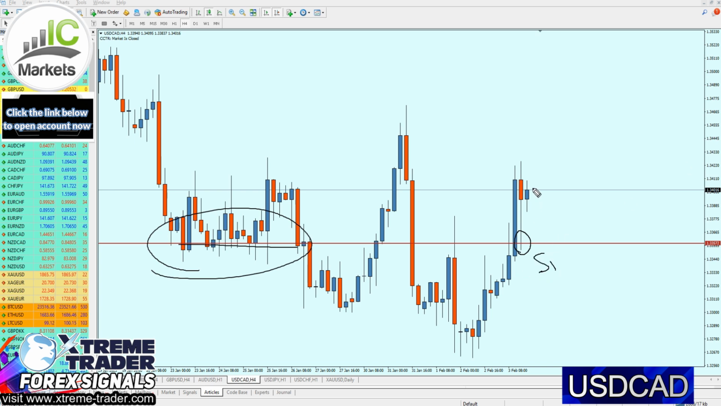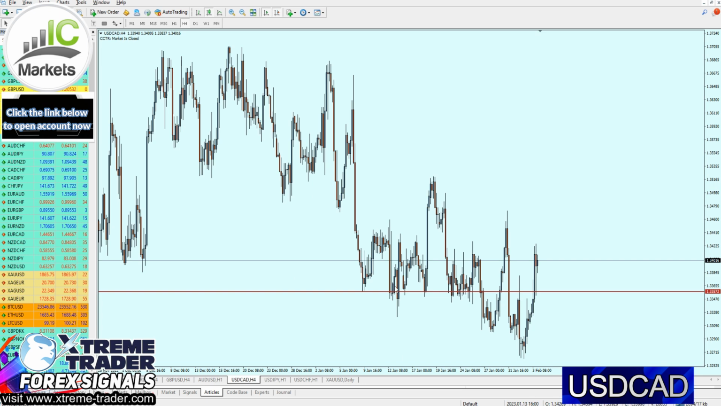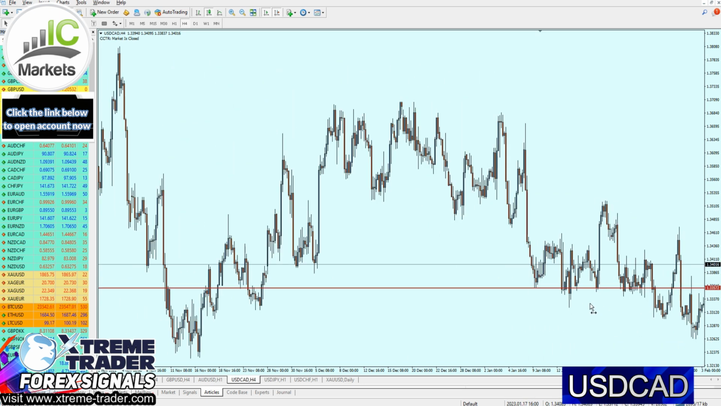What we can do, in my opinion, is wait for the market to fall again to support number 2, and then we can start buying the USD/CAD. That means we have to wait for the market to fall another 43 pips, and I think that's going to be a convenient entry, and it's actually going to be valid in my opinion.